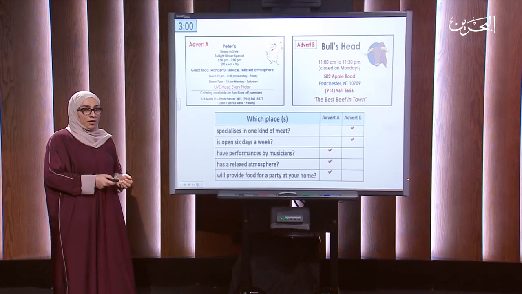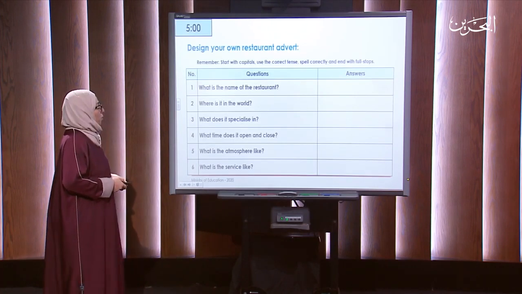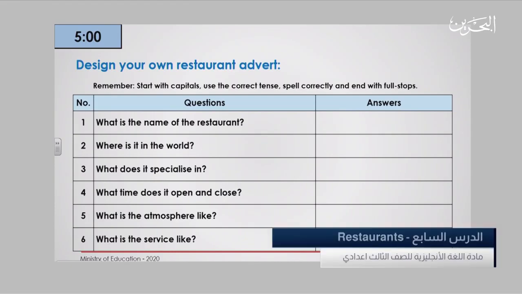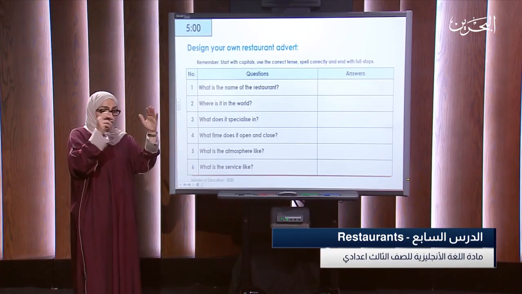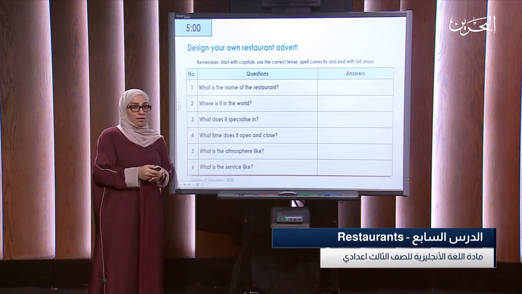Let's go on with our lesson. Task 2. Design your own restaurant advert. Remember, start with capitals, use the correct tense, spell correctly, and end with full stops. Here are the questions you can answer to help you design your own restaurant advert. Let's go through the questions together.